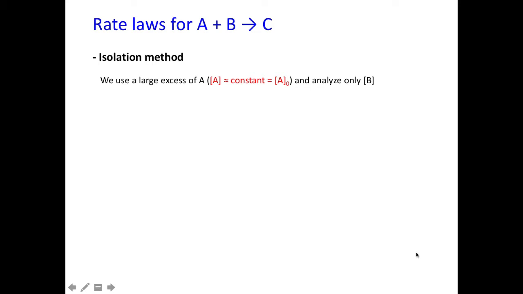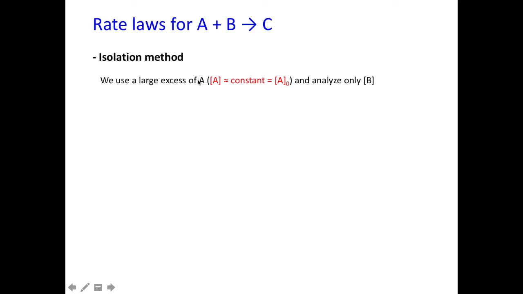And here the last slides with information for you is about the isolation method. If we are going to investigate the rate laws for reactions of the type A plus B gives C, we can use the isolation method. This consists in using a large excess of one of the reagents, let's say A.